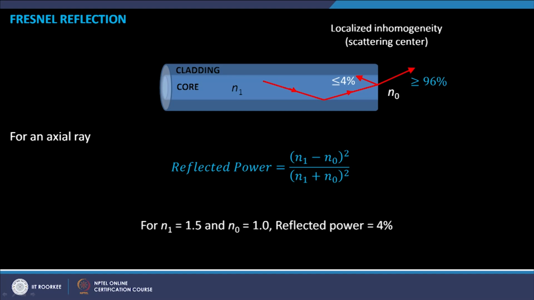So here at least 4% of the power will be reflected, and more than 96% of the power will go out of the fiber.